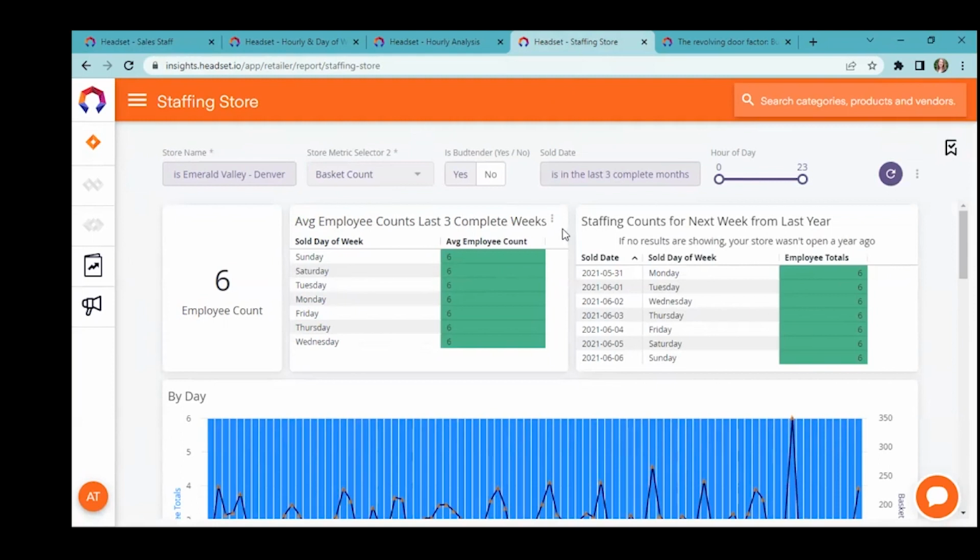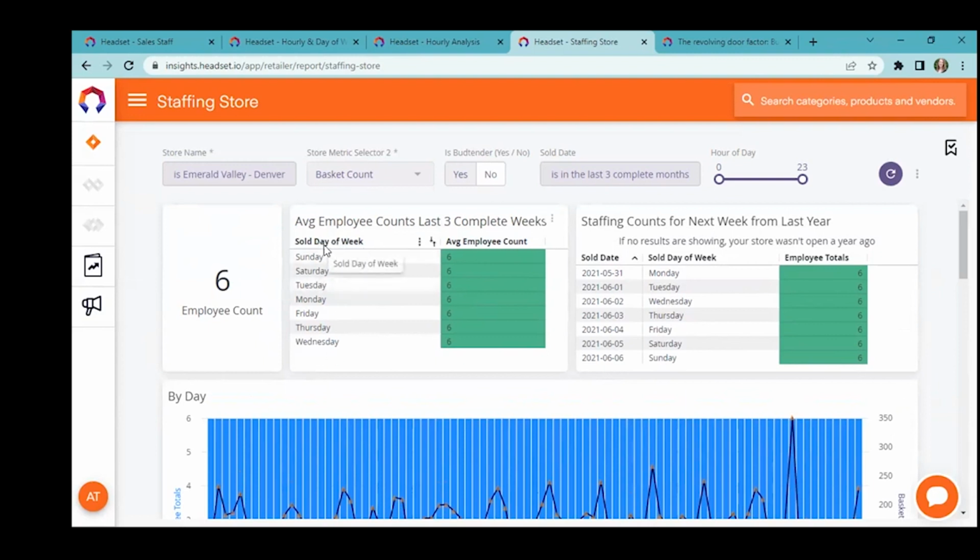Average employee count, last 3 complete weeks. So it looks like I have 6 employees on the floor every single day, which, because this is our demo store, obviously our data is not going to be amazing, but that probably isn't the case for most stores. So maybe we want to take a look at that and potentially adjust as we go along, because maybe we don't need as many people coming in on Mondays and Tuesdays, because those were much lower transaction times than, say, a Saturday or a Friday.